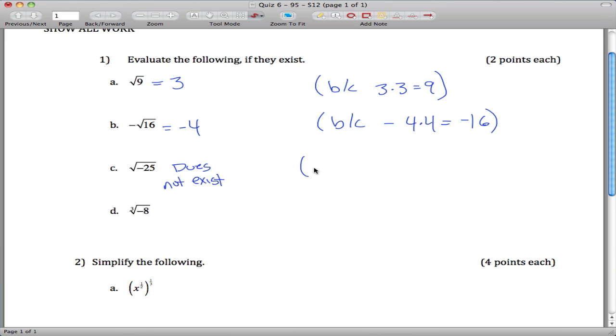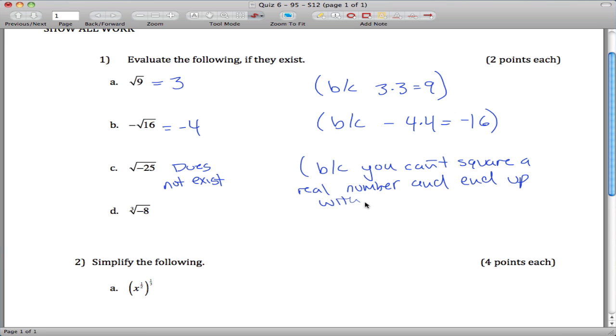Why? Because when you square anything, you can't get it. You can't square a real number and end up with a negative. You might think that negative 5 would be the answer, but negative 5 times negative 5 is positive 25.